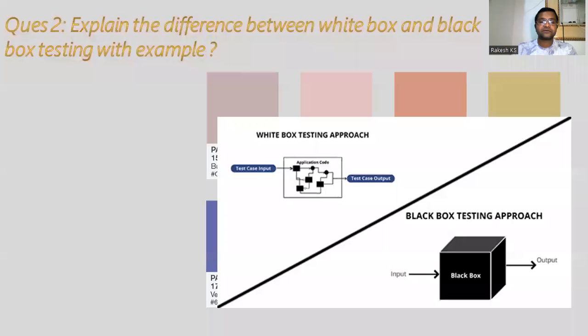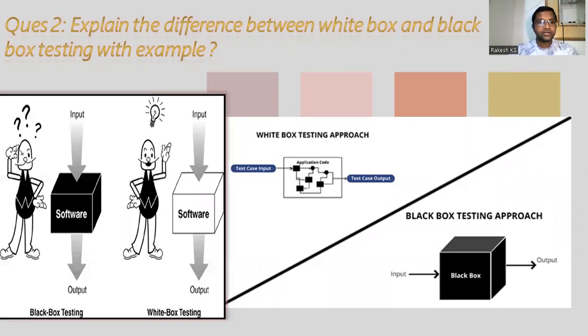Now we shall see the next question. The next question is: explain white box testing and black box testing with an example. First, let us see what is black box testing. Black box testing is where a test engineer will test the software without knowing the actual structural code or without knowing the code knowledge of that software. He will test without knowing anything inside it.